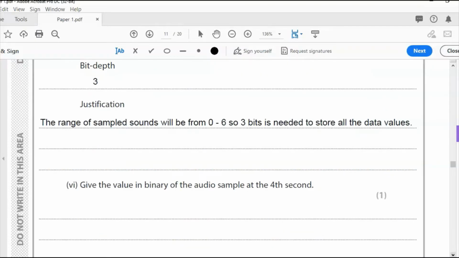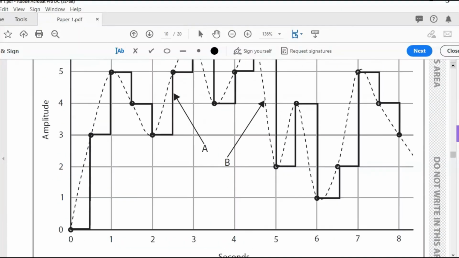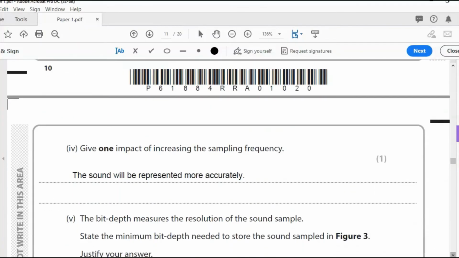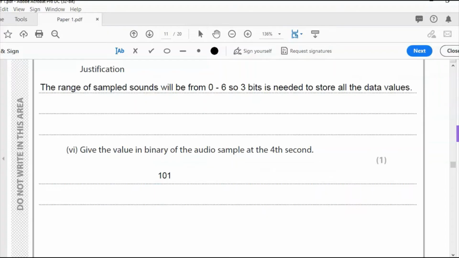And then quite a nice question here for number 6. Give the value in binary of the audio sample at the 4th second. So let's go and have a look at that. Here we've got the 4th second, and we can see it's number 5. So all we need to do is convert 5 into binary, and the answer is 101. That ignores the leading 0 digit there.